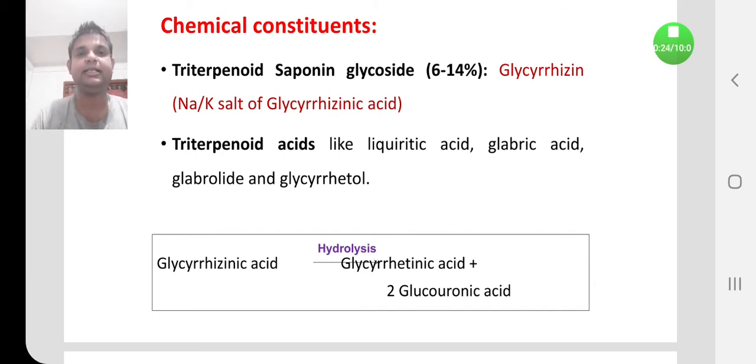It also contains triterpenoid acids like liquoric acid, glyceric acid, glabrolide, and glyceritol. So these are the triterpenoid acids found in licorice, but the major constituent is glycyrrhizin. Let us see what is glycyrrhizin. As I mentioned, it is the sodium or potassium salt of glycyrrhizinic acid.